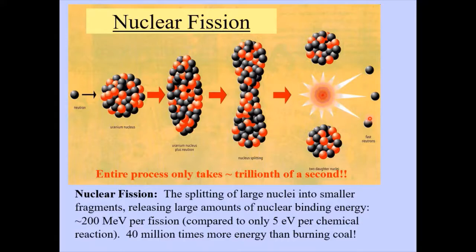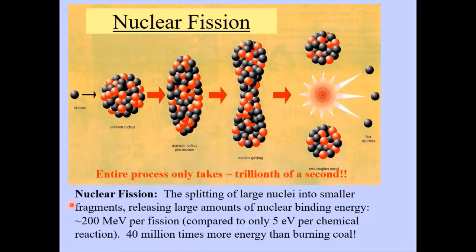Now, there's a couple of amazing things about this process. First of all, nobody knew that a nucleus, you could actually split an atom like this, right? The other thing is that this whole process of the neutron flying in here, making this thing shake and vibrate until it snaps into two pieces, this whole process only takes on the order of a trillionth of a second, which means it's practically instant. So nuclear fission is the splitting of a large nuclei or nucleus into smaller fragments.